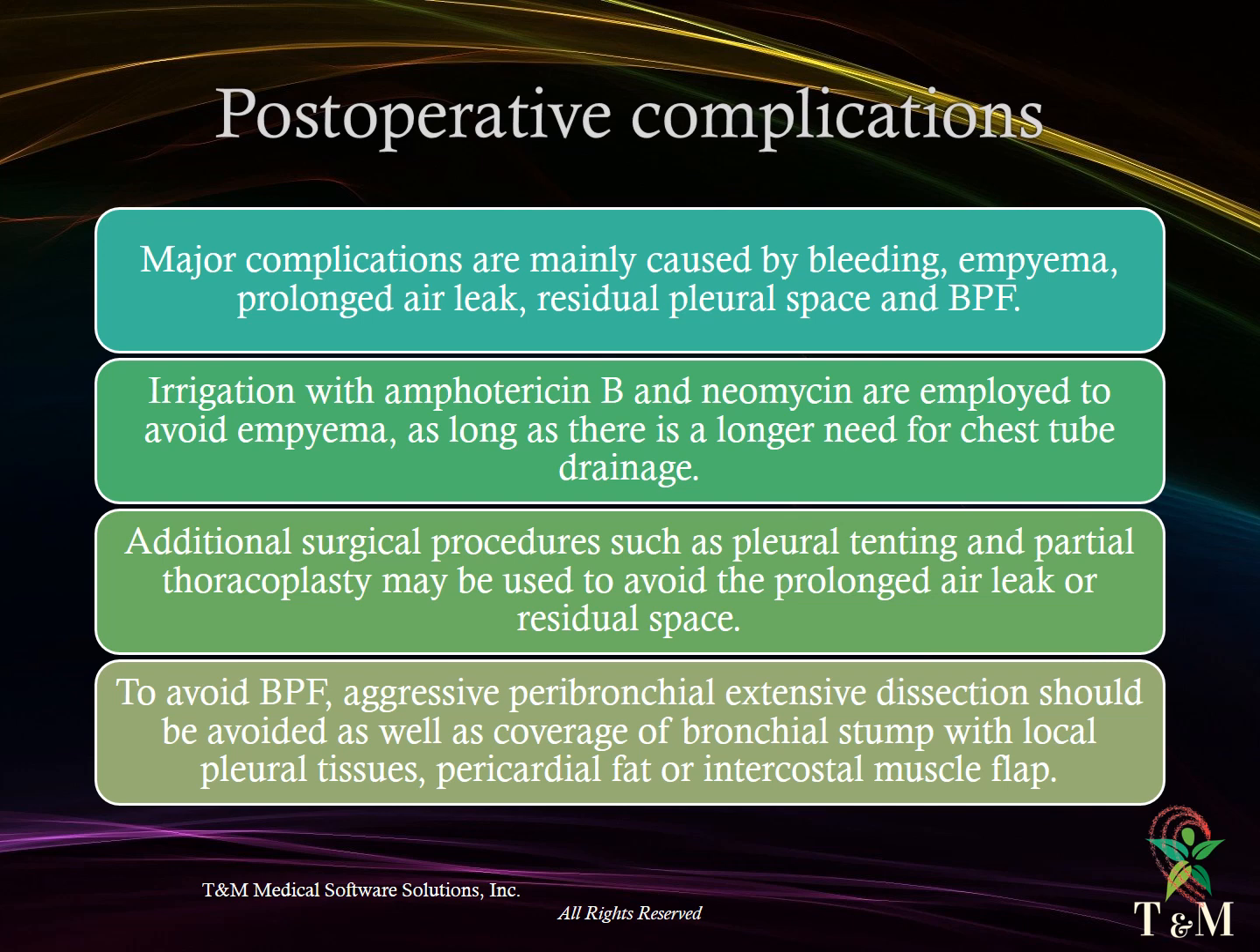And to avoid bronchopleural fistula, aggressive peribronchial extensive dissection should be avoided by all means, and lymph nodes should not be dissected at the bronchial stump, and the bronchial stump should be reinforced with local pleural tissue, pericardial fat, or intercostal muscle flaps.